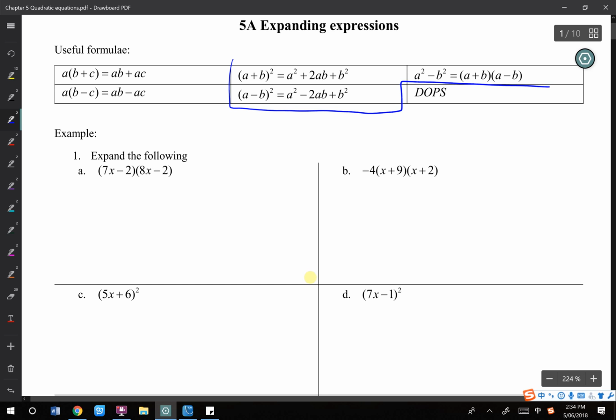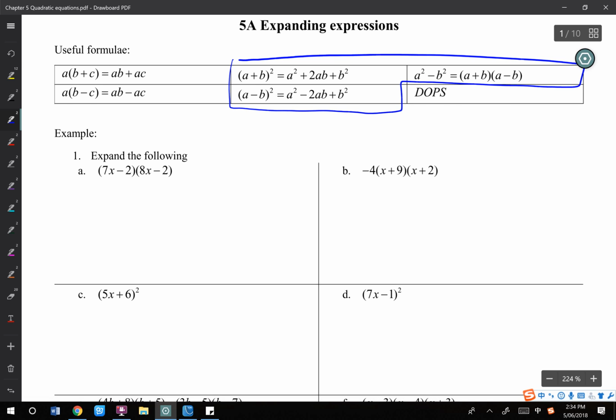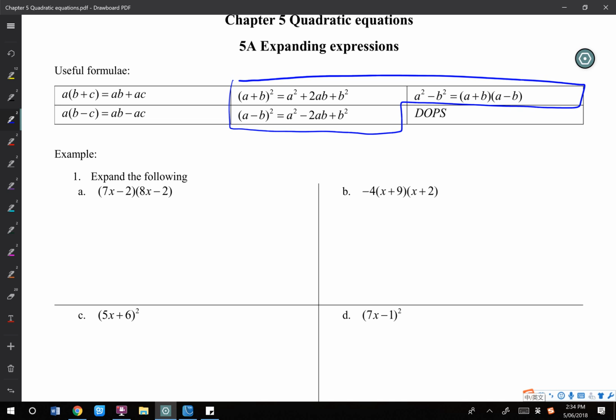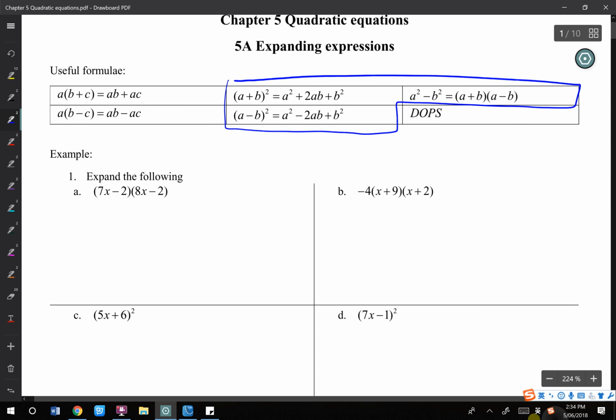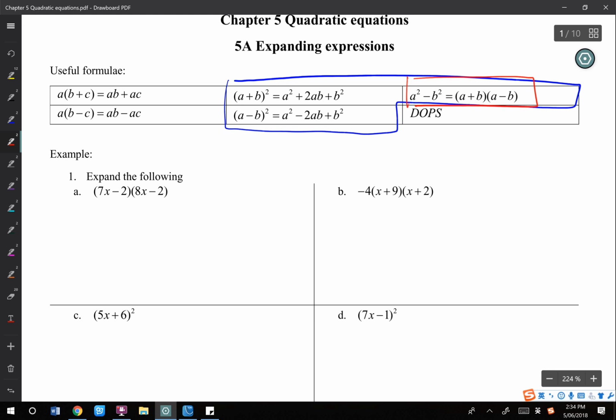Those are the perfect squares. (a + b) squared is a squared plus 2ab plus b squared. Something really important: students always forget about the 2ab in the middle. And (a - b) squared is a squared minus 2ab plus b squared, so minus 2ab in the middle. And the really important one is the difference of perfect squares, which is a squared minus b squared equals (a + b) times (a - b).